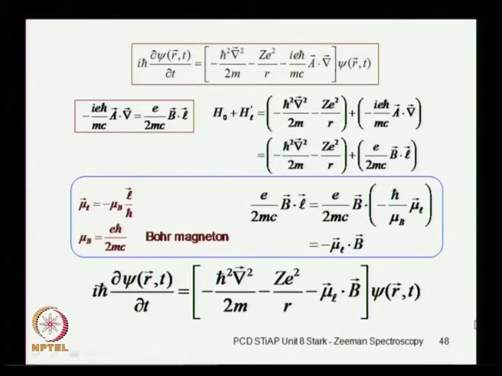So, this is the Zeeman effect perturbation corresponding to the interaction of a magnetic dipole. This is coming from the orbital angular momentum, and this is represented by this L operator.